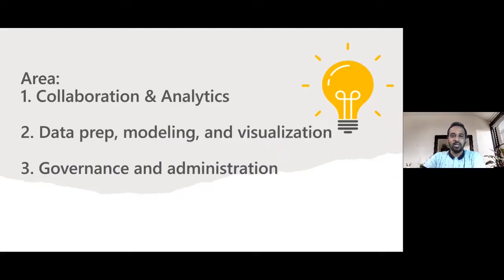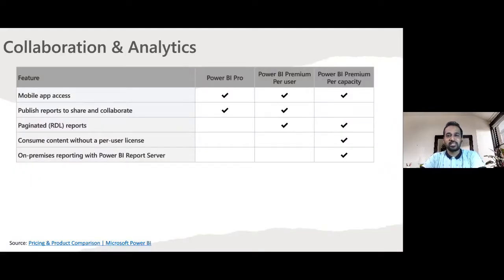First we'll look into collaboration and analytics, which is already in the documentation. The first is mobile app access, which is available for Power BI Pro, Premium per user, and Premium per capacity. And then publish report and share and collaborate. If you want to publish a report and share and collaborate with other users, then you must have a Power BI Pro license or Power BI Premium per user. If you have Power BI Premium per capacity, then you may not be able to publish the report.